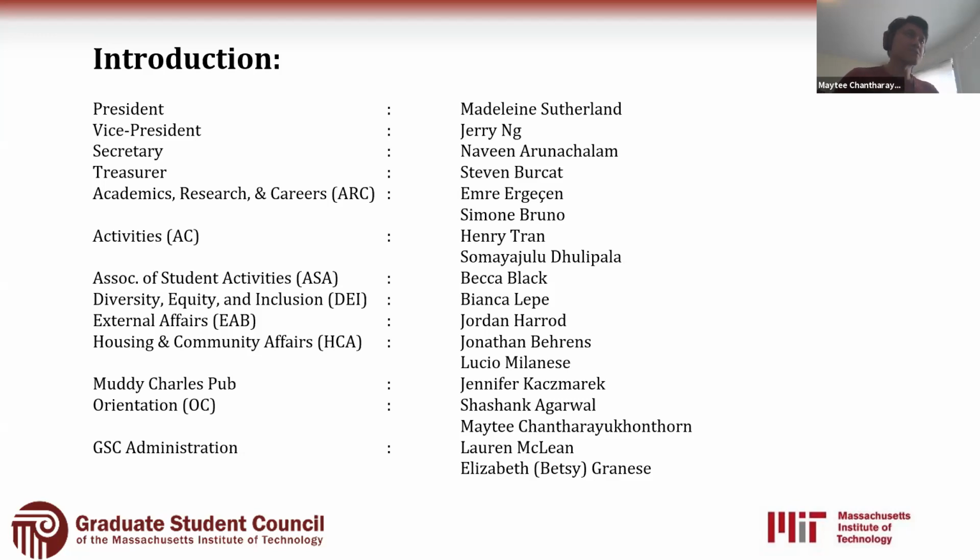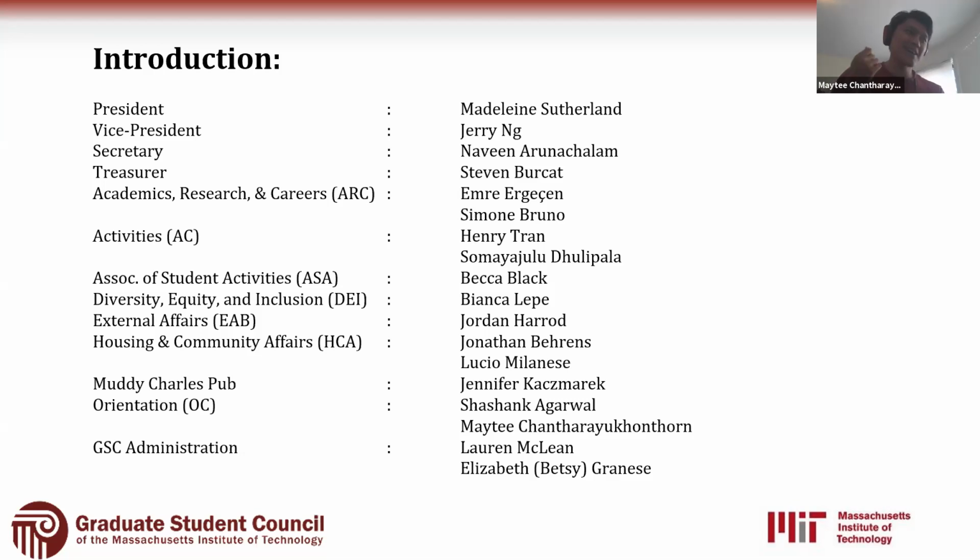And like Jerry said, the GSC is made up of a lot of different committees that you can be involved in that directly impact different aspects of student life, as well as external affairs. So again, a quick overview. We have the academics, research, and careers, what we know as ARC. The one thing you will learn about GSC, and MIT, is that we love our numbers and we love our acronyms. So you'll see a lot of those around.